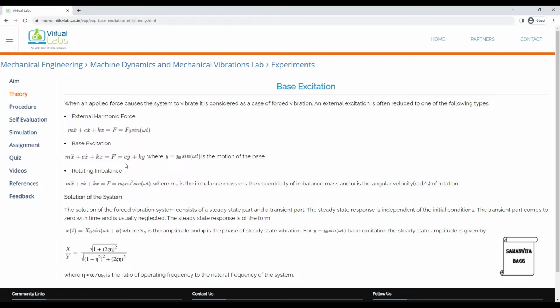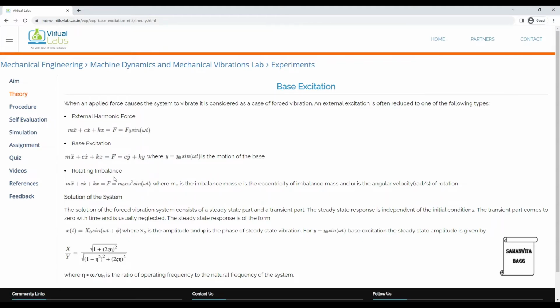c is the damping coefficient, y dot is the velocity, k is the stiffness of the system, and y is the displacement, which is given by this equation: y is equal to y naught sine omega t. This is the motion of the base, and this equation is going to govern it. y naught is the magnitude of the displacement. The displacement is of sine form, and omega t is the phase over here. t is the time and omega is the angular velocity.